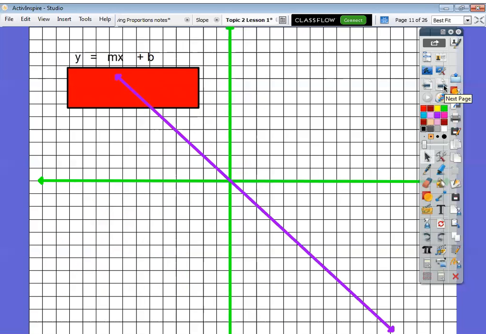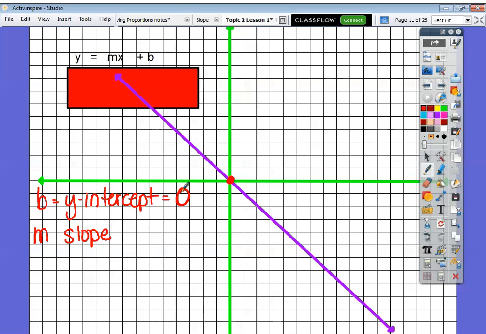Okay, I need to show you guys this one. This one's a little bit weird. Same thing: I'm going to look for my b, my y-intercept, and then I'm going to look for my m, my slope. So there it is. It crosses my y-axis at 0.